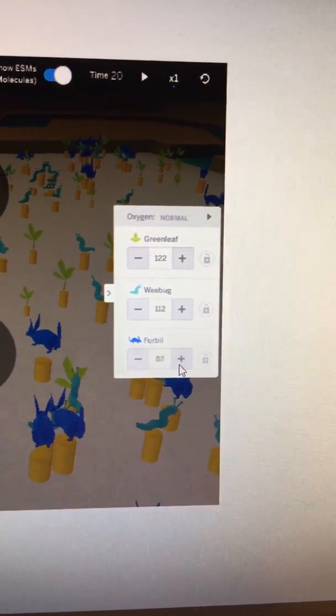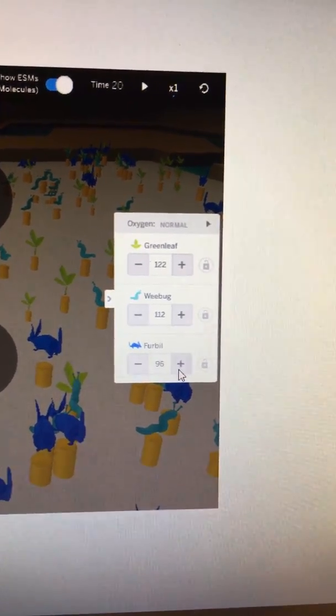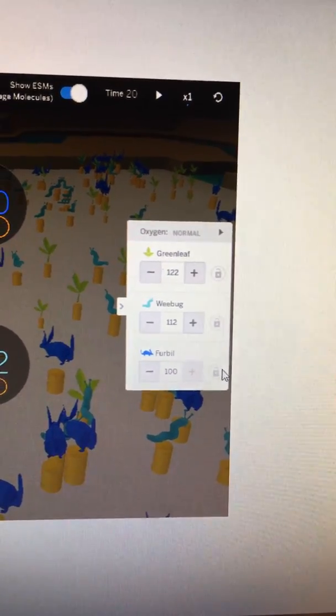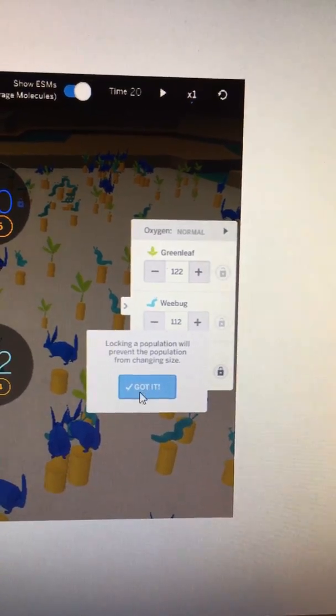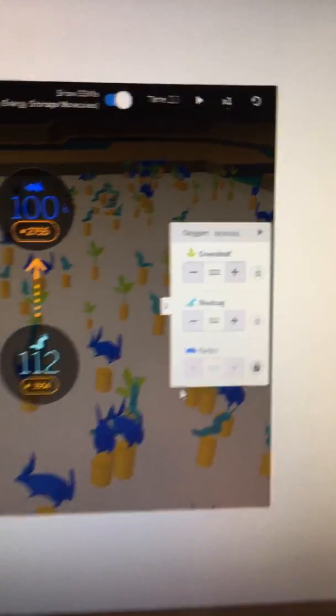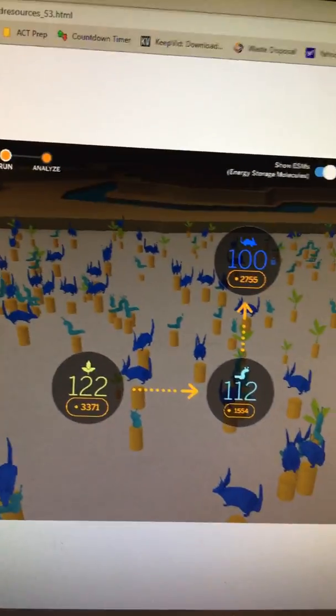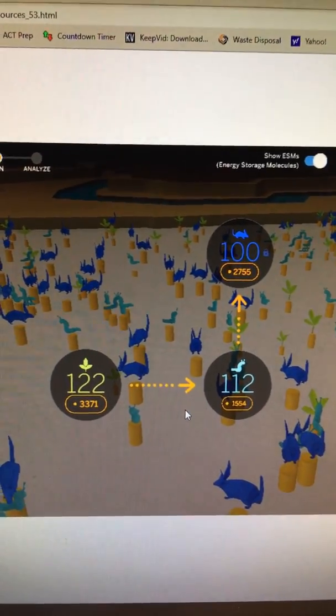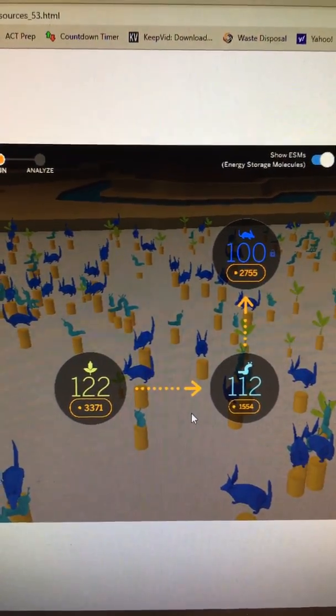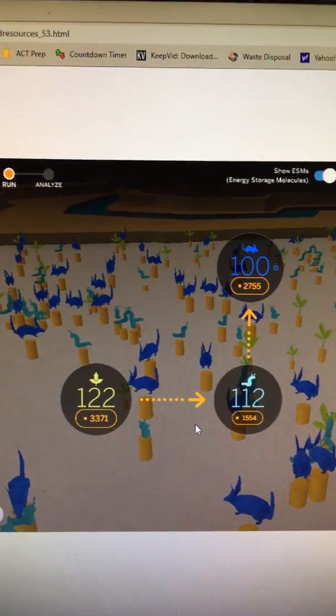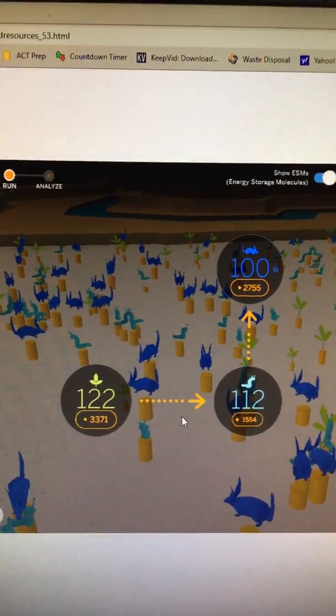I'm going to max out my fur bills to 100, okay, and then I'm going to lock that population. If you click the little lock on the right side of that, that just means that we're going to keep our fur bill population at 100. It doesn't mean that there's no fur bills being born or dying. It just means that the number of deaths is equal to the number of births, roughly.